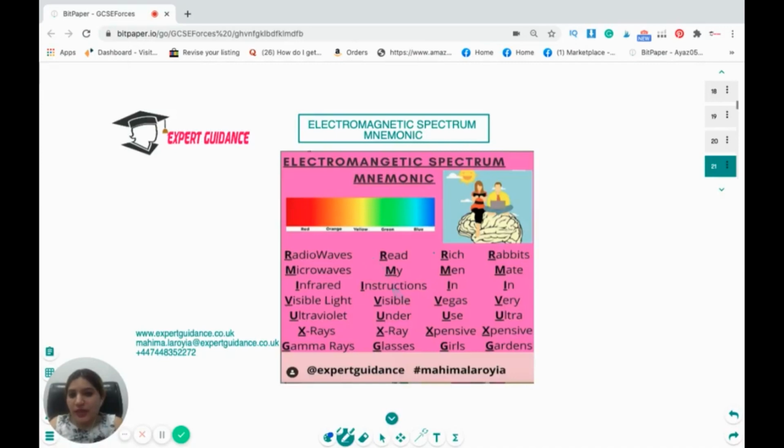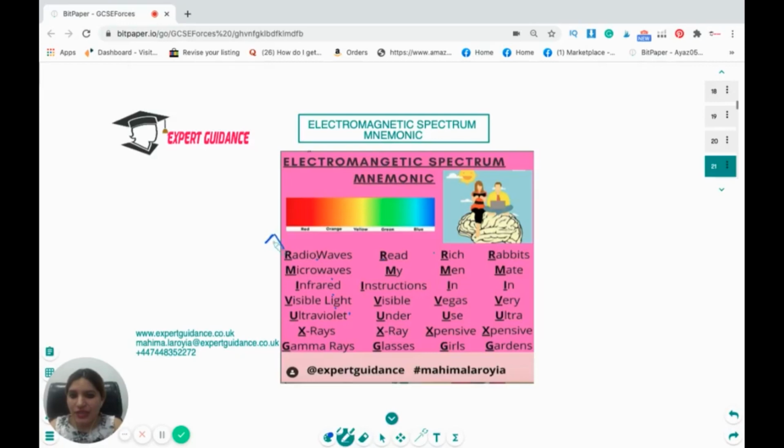You can say, "Read my instruction visible under X-ray glasses." Or, "Rich men in Vegas use expensive girls," or "Rabbit mates in very ultra-expensive gardens." You can use any of the mnemonics which you find comfortable and easy to remember, where R is radio waves, then microwaves, infrared, visible, ultraviolet, X-rays, and gamma rays.